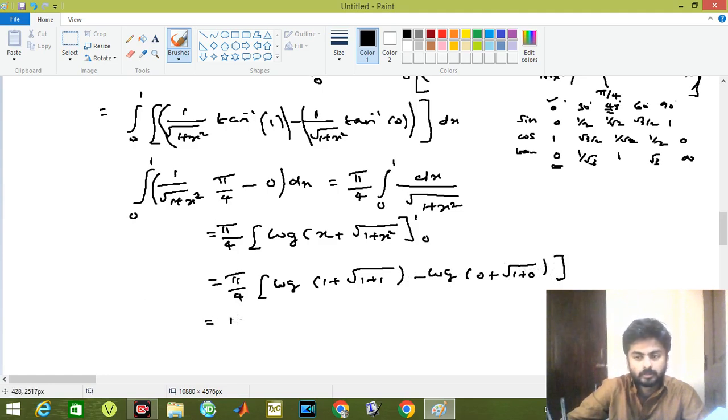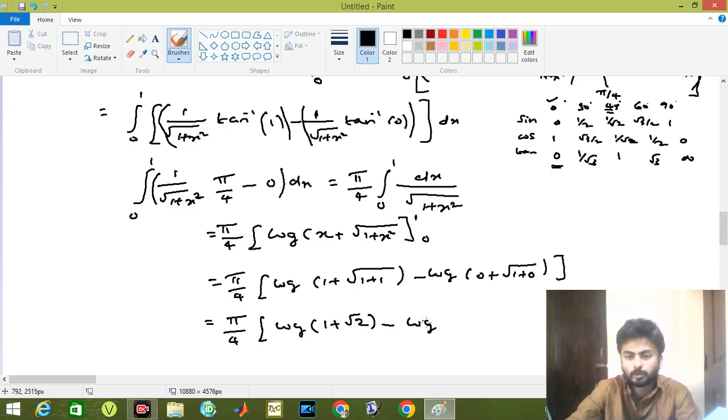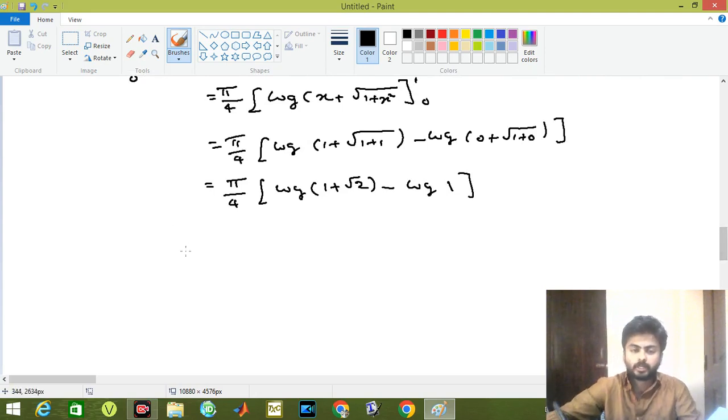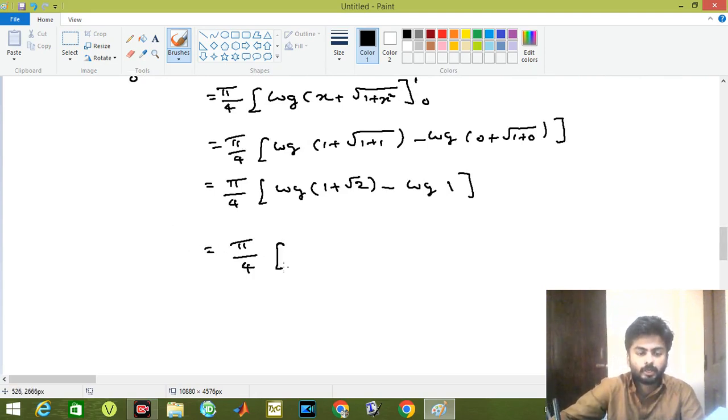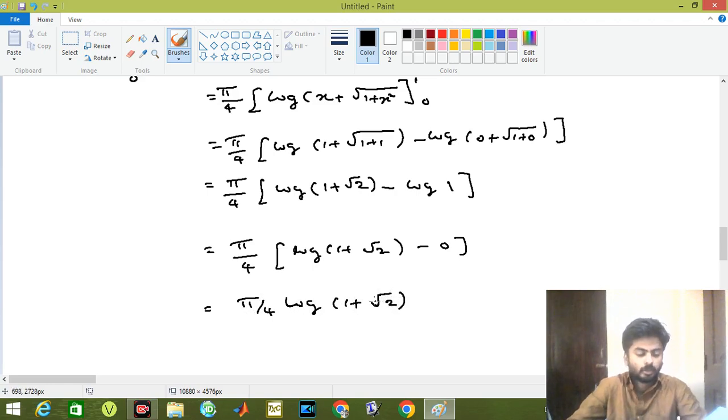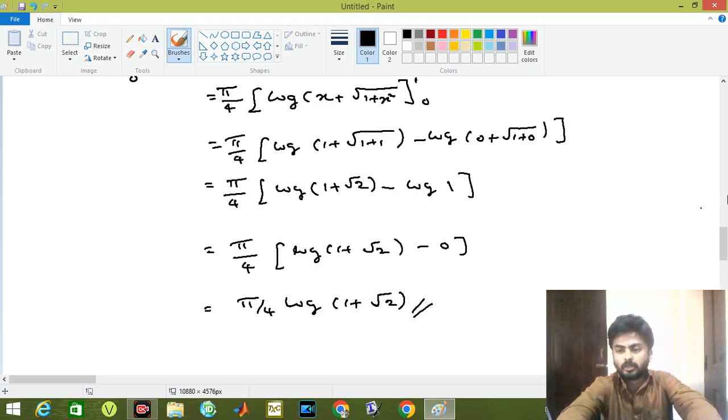Then you will get pi by 4 into log of 1 plus root 2 minus log of 0 plus root 1, that is equal to log 1. We know that log 1 equals 0. So we have the result as pi by 4 into log of 1 plus root 2 minus 0, that is equal to pi by 4 log of 1 plus root 2. This is our result. So now I am going to give some homework.